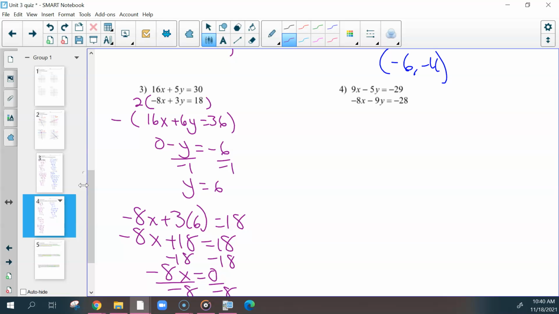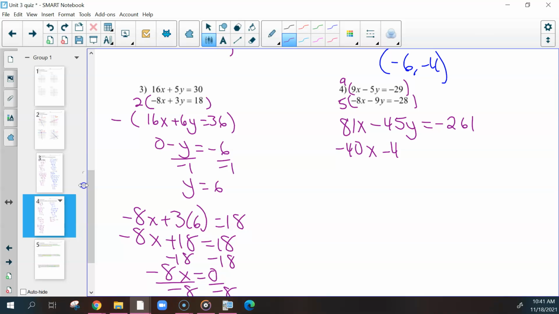So here we don't have the same coefficient for x or for y. Pick whichever one you want to get rid of. Some of you got rid of x, some of you got rid of y. I'm going to multiply this by 9 and this by 5. Get rid of the y's. Someone with a calculator multiply 9 and negative 29 for me, because I don't remember what that is off the top of my head. Negative 261. Thank you. And then 28 and 5. 140.